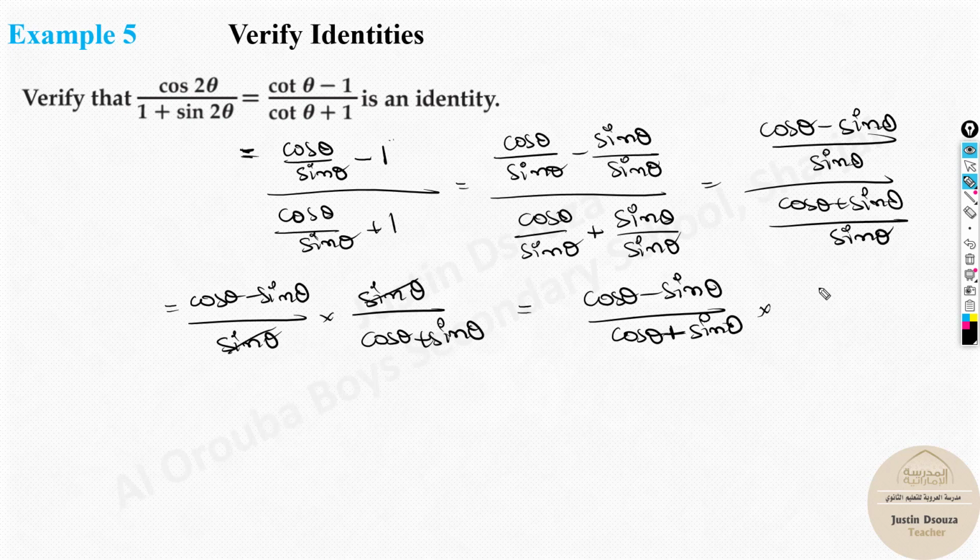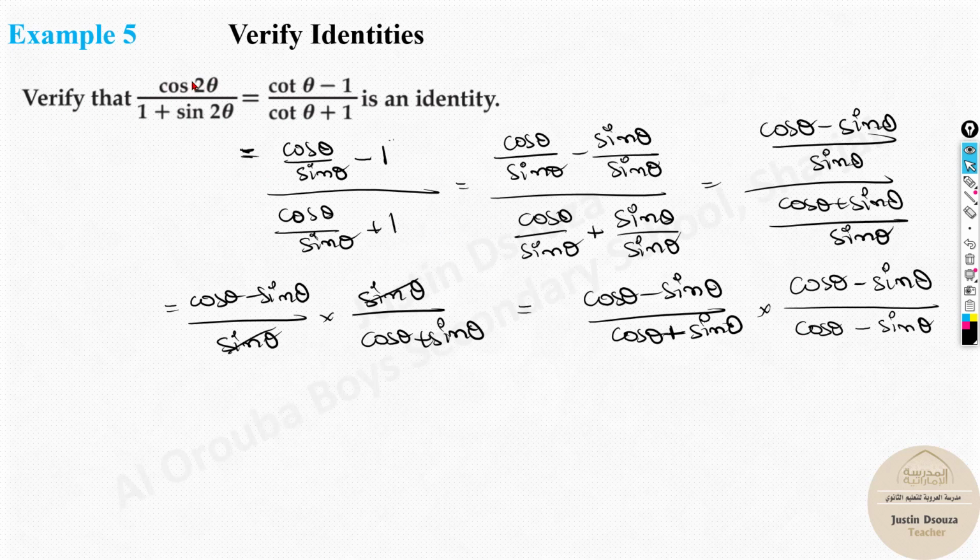Now conjugate means the denominator is there, right? The sign must be opposite. That's the conjugate: cos theta minus sine theta. Okay, I just realized one thing. Here, conjugate won't help you.